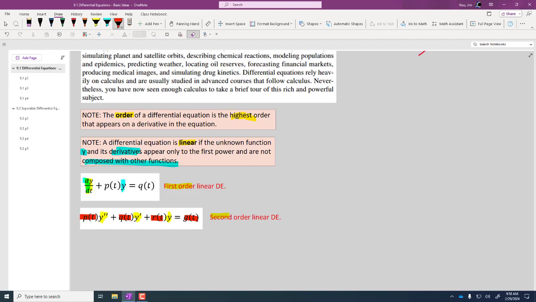These coefficient functions can be completely off the chart, wild and crazy. That's fine. The t's can be crazy. But the y prime and the y double prime have to be nice and isolated and not crazy. You can't have y squared or y prime squared. They have to be just to the first power. But these t functions can be totally crazy. So those are the two words that we learned on this slide, order and whether something is linear or not.